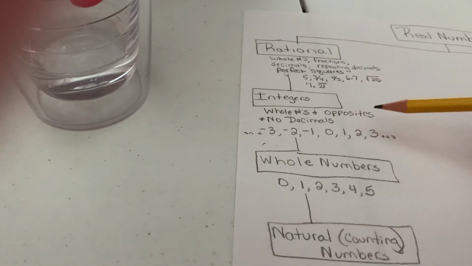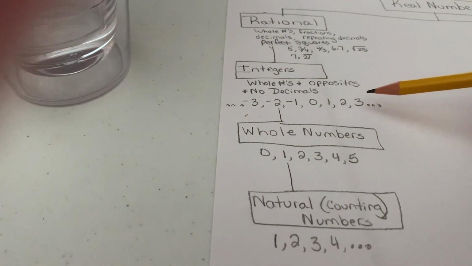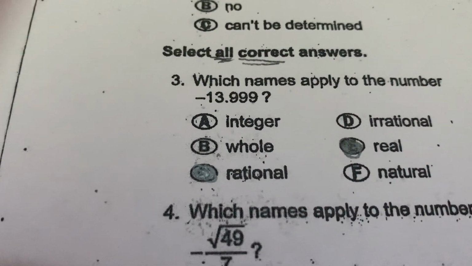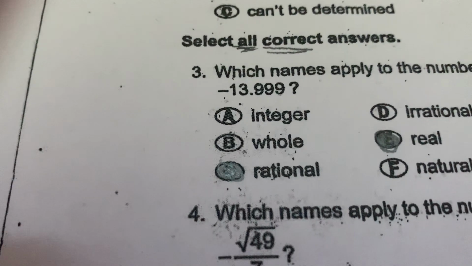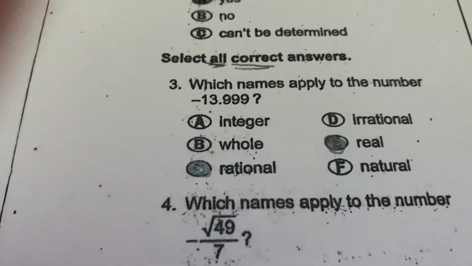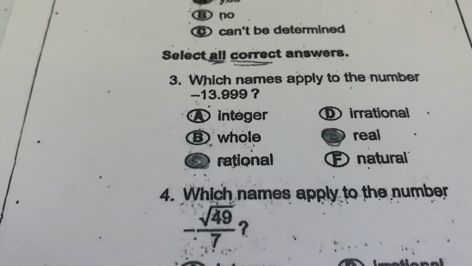So let's look at our list, and rational is right here with letter C. Under rational is an integer, whole numbers and their opposites, no decimals. Well, that clearly has a decimal, so it's not an integer. If it's not an integer, it can't be a whole number and it can't be a natural number. So the answer for number 3 is real and rational.